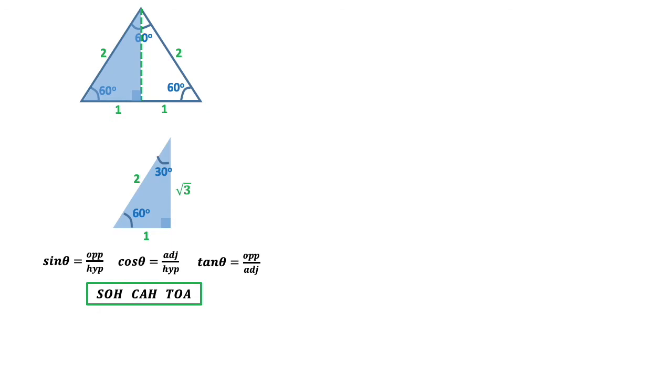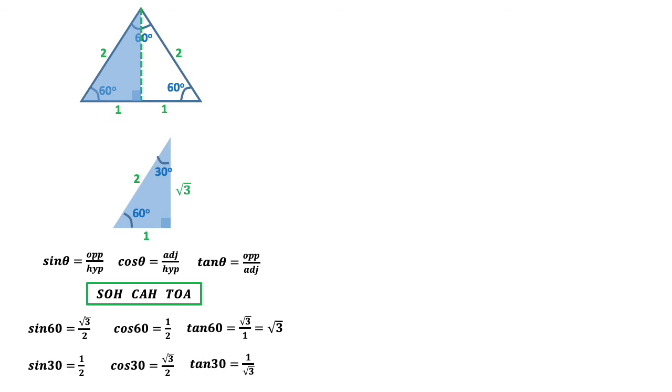If we look at 60 degrees, sine of 60 would be the opposite side over hypotenuse, so root 3 over 2. So that's an exact value for sine 60. And in the same way, we can work out that cos 60 is 1 over 2, and tan 60 is root 3 over 1, which would be the same as root 3. We can also do the same thing for 30 degrees. Sine 30 would be 1 over 2. Cos of 30 would be root 3 over 2, and tan of 30 would be 1 over root 3. So those are the exact values for 30 and 60 degrees for our trig functions, sine, cos and tan.